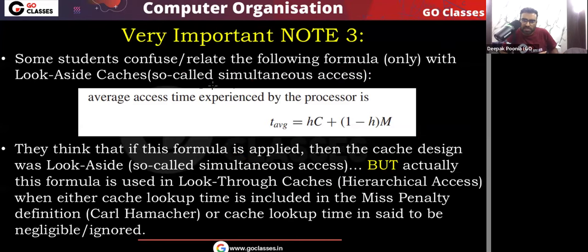There is no GATE exam question based on so-called simultaneous access. There is no GATE exam question based on look aside case. Sometimes this formula is used in the hierarchical access, or I can say in the look through cache design, when the cache memory lookup time, cache memory search time is said to be ignored or negligible, or it is said to be included in the miss penalty.